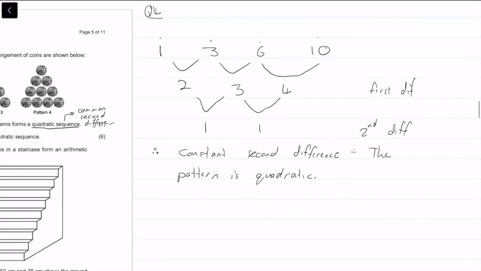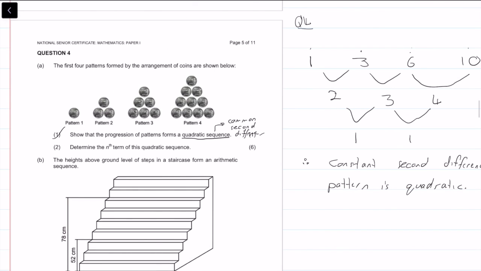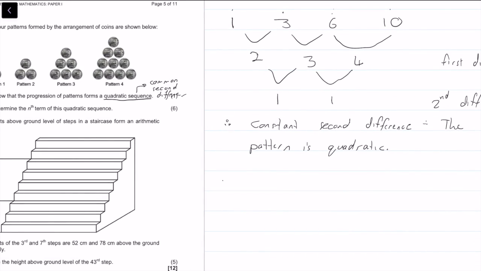Now for part B, it says determine the nth term. So we want the general equation basically. We're going to start off with Tn is equal to an squared plus bn plus c. We know that T1 is equal to a plus b plus c, and that's equal to 1. That's the first term right there.